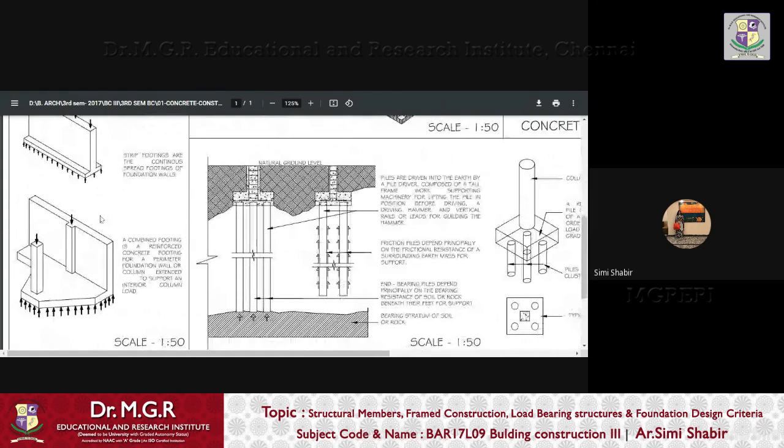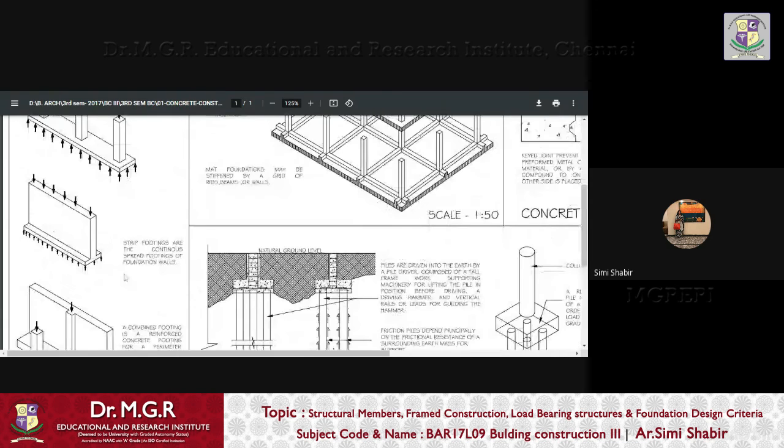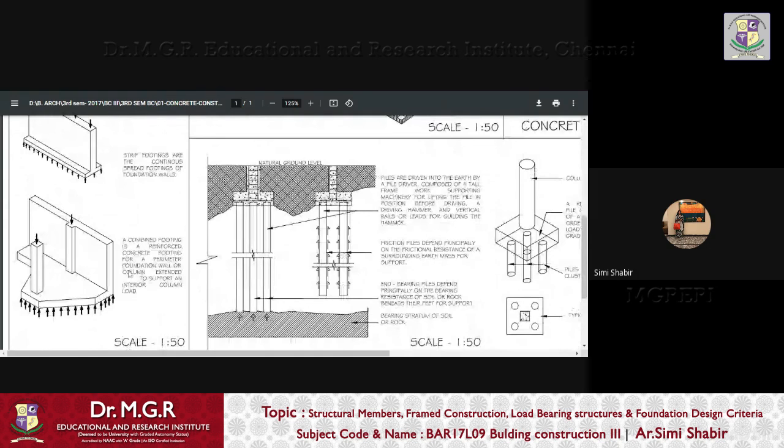This is a combined footing. It is a reinforced concrete footing which will look like an isolated, also like a strip. So kind of isolated plus strip, that is what we call the combined footing.